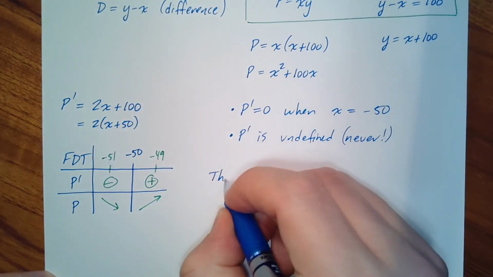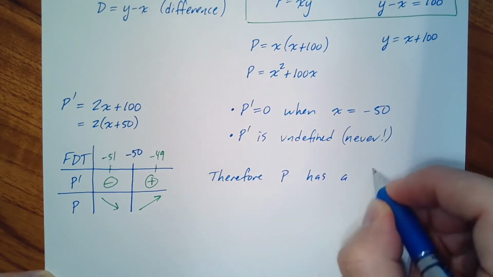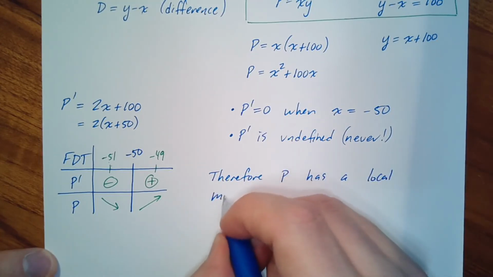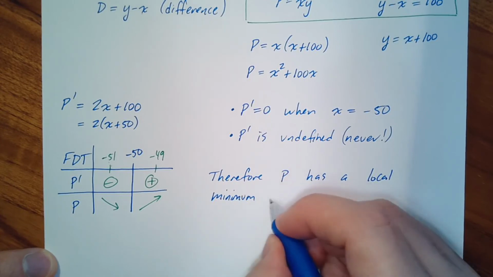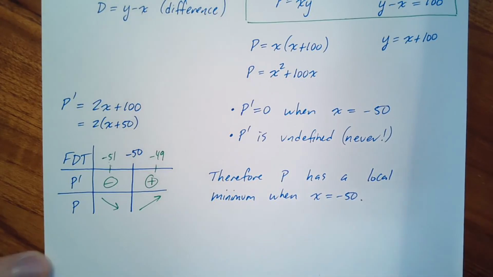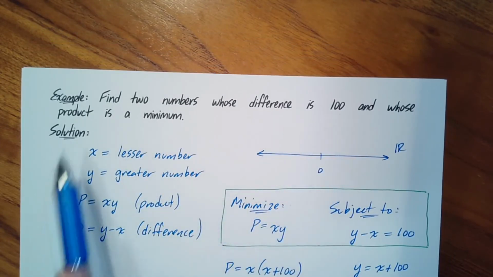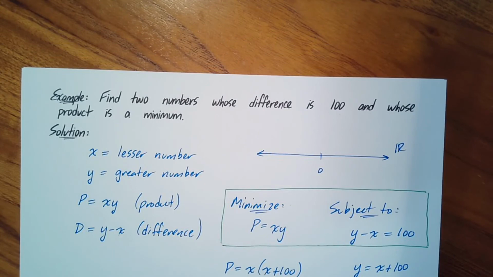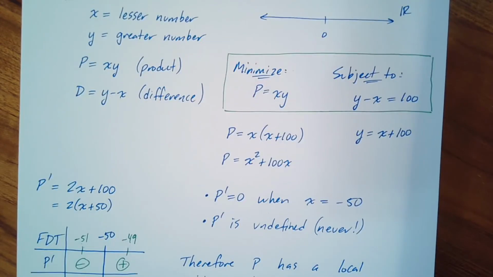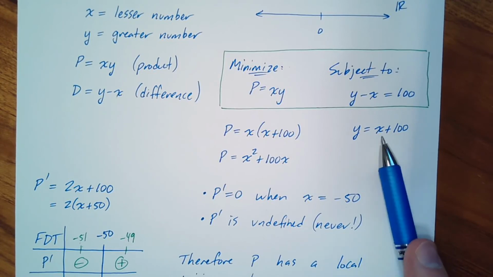So we can say, therefore, p has a local minimum when x is equal to negative 50. Okay, so, well, then what are the two numbers, right? Because that's what we were asked to do. We were asked to find the two numbers whose difference is 100 and whose product is a minimum. So, well, we know that the second number, y, is equal to x plus 100. So if we found what x is, we can figure out what y is.